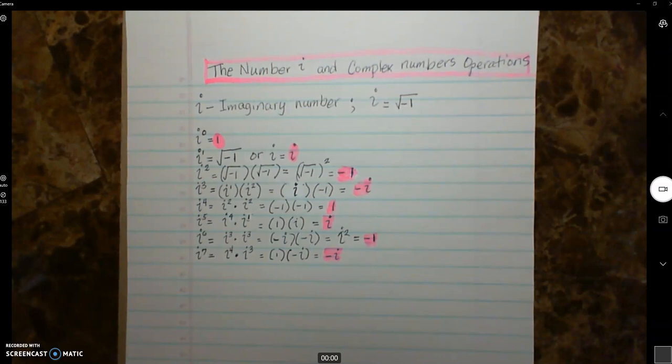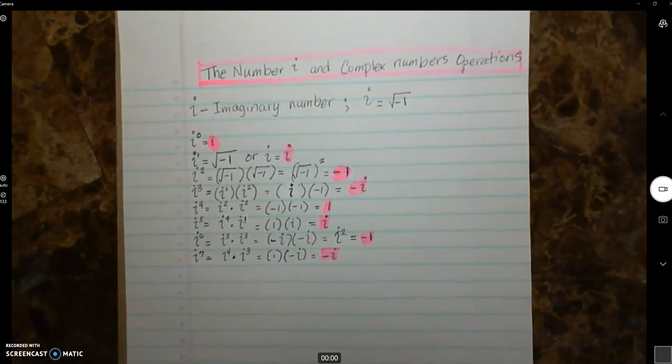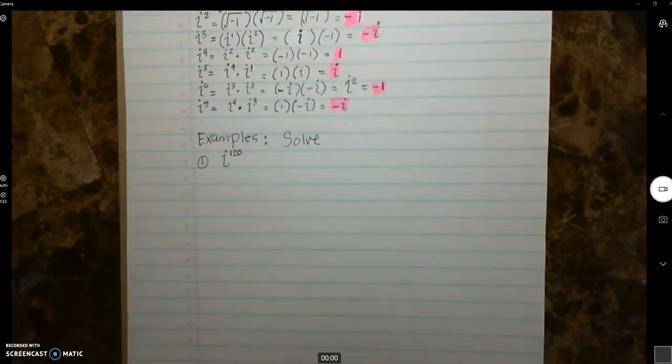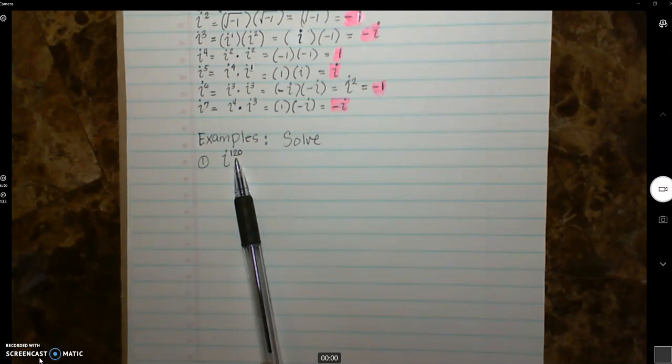So after deriving all these values of i, we are now going to have some exercises. Keep this handy because you're going to use all these equivalents to be able to solve some exercises. Sample number 1, solve for i to the power of 120. Now that is a lot to be solving.